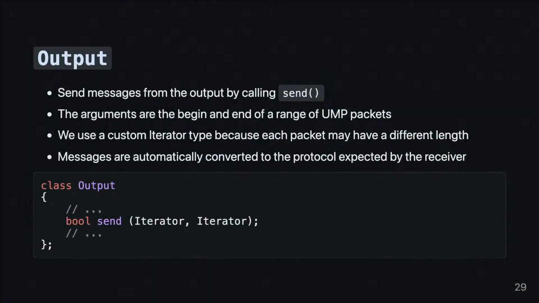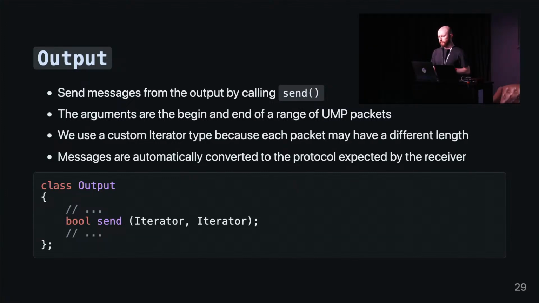Sending messages for an output, you also just pass a range of UMP messages. I'm just going to flag this iterator type quickly. So we use a custom iterator here because you might remember that each UMP packet might have a different length. They can be one of 4 different sizes. So this iterator is just responsible for striding through a packed array of packets with the right stride each time. And again, all the messages that we send to the output are automatically going to be converted to whatever protocol the device currently expects to receive.